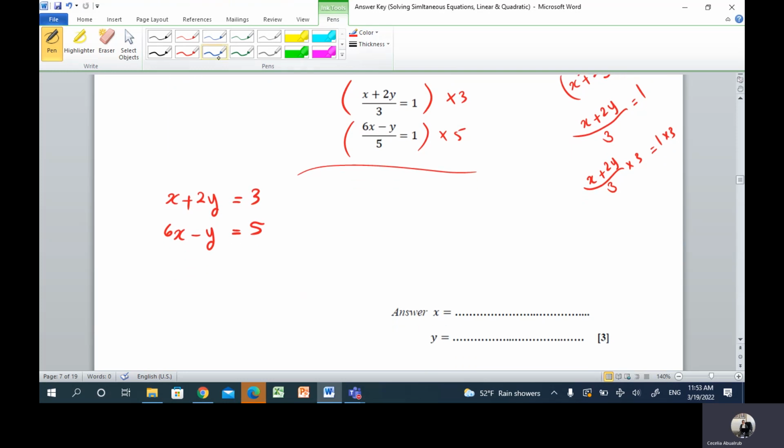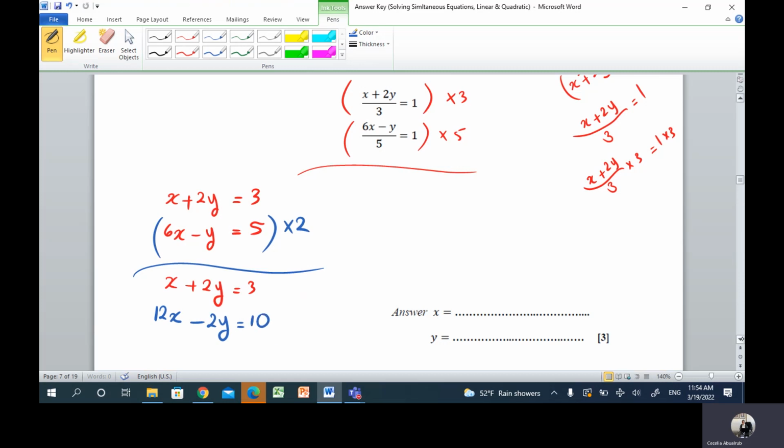The second step, we need to get rid of one of the variables, x or y. I'm going to choose y. So I will make the coefficient of y in the second equation the exact same as in the upper equation by multiplying the second equation by 2. So the first equation will remain the same: x plus 2y is equal to 3. The second equation will become 2 times 6x, it's 12x, 2 times minus y, it's minus 2y, equals to 2 times 5 is 10.